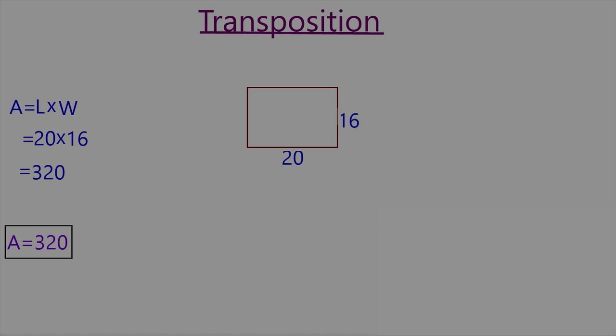What if we only had the area and the given length only? We would have to use transposition to find the missing term, which is the width. To find the width of this rectangle we would have to use the formula A equals length times width. We know the area, so we just plug in what we already know. We also know the length, so we plug in the length. We don't know what the width is, but it is being represented by an x, so we still plug it into the formula.